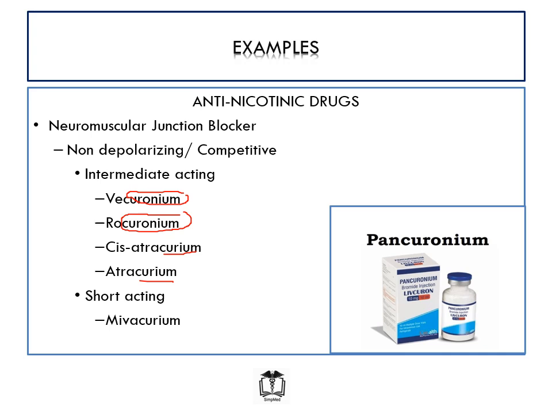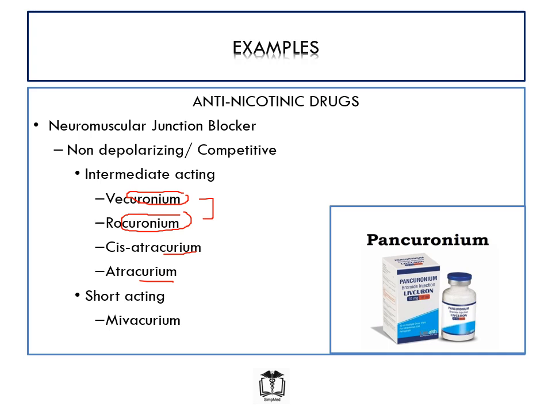So the coroniums, for example, are regarded as steroidal agents, steroidal compounds, whereas the curiums, on the other hand, are regarded as benzyl isoquinolines. Just to quickly recap, neuromuscular junction blockers are further classified as depolarizing and non-depolarizing. For the non-depolarizing drugs, we sub-classify them as long-acting, intermediate-acting, and short-acting. Each of those drugs can further be classified based on their chemistry or their extra properties.